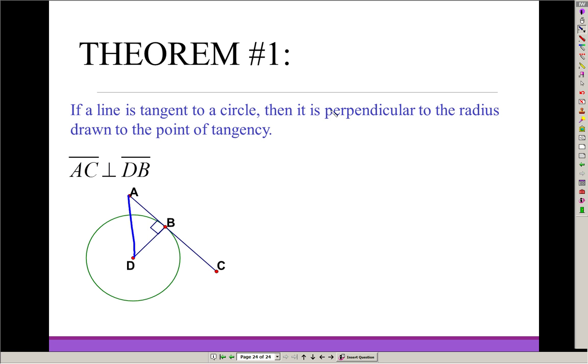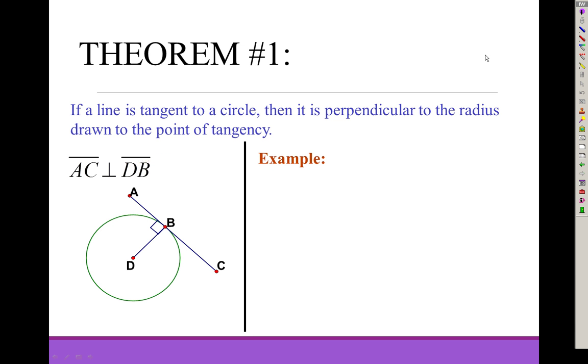Now also notice that tangent can be a noun, where I can say that segment AC is a tangent, where that means it touches the circle at one point. Or you could use it as an adjective, where I could say segment AC is tangent to the circle. So they both essentially mean the same thing. It is a tangent and it is tangent. In the end, though, it simply means it touches the circle once.